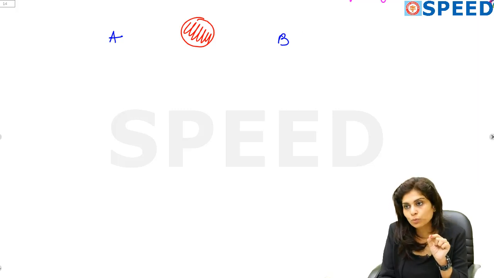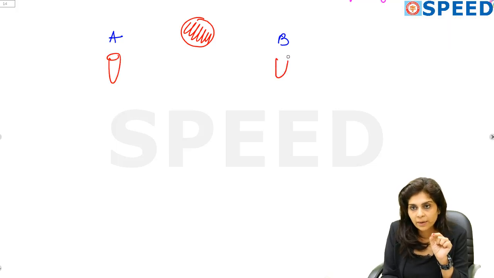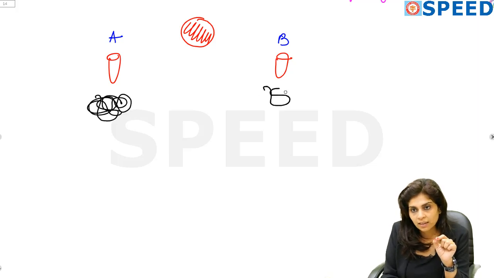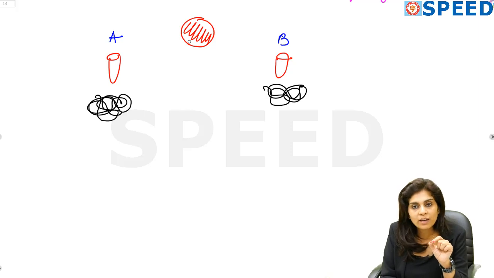The first step would be to collect blood samples from person A and person B. And from both these blood samples, you extract DNA. So now you have 3 DNA. How do you have 3 DNA? 2 from 2 suspects and 1 from the blood stain obtained from the crime site.